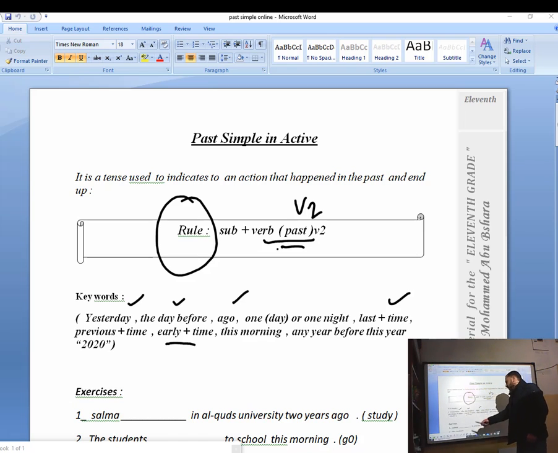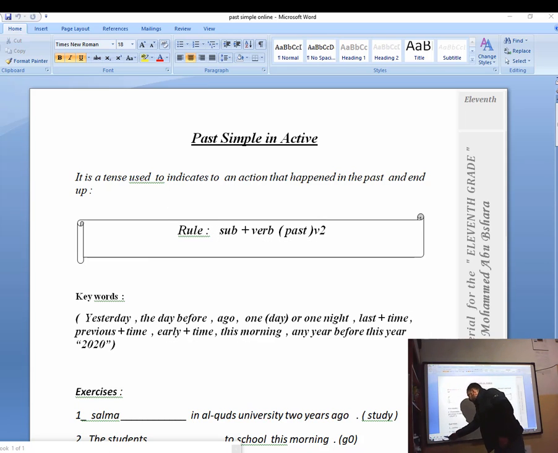Early plus time, just like early today, or early this week, early this month. All of the early plus anytime means that this is a keyword for the past. This morning, any year before 2020, any year in the past, just like 2010, just like 1990, etc.